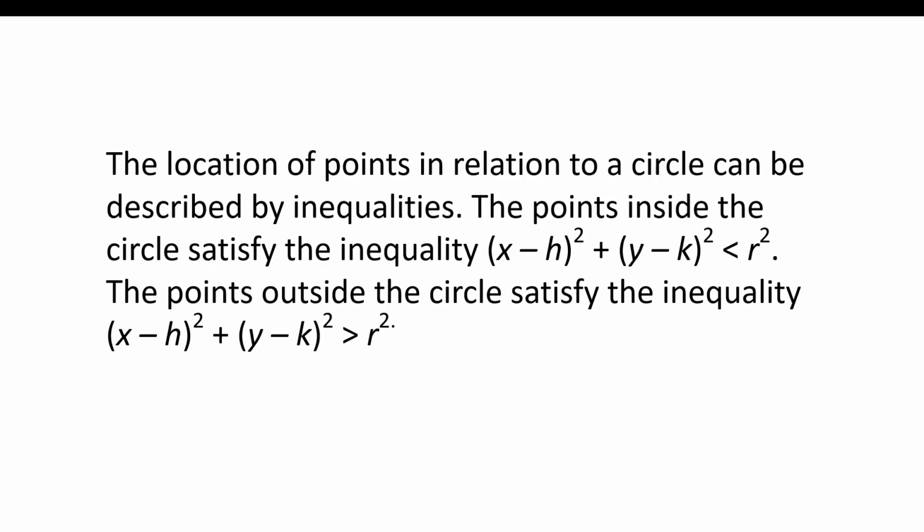The location of points in relation to a circle can be described by inequalities. The points inside the circle satisfy the inequality x minus h squared plus y minus k squared is less than r squared. The points outside the circle satisfy the inequality x minus h squared plus y minus k squared is greater than r squared. Let's look at an example to see how that might work.